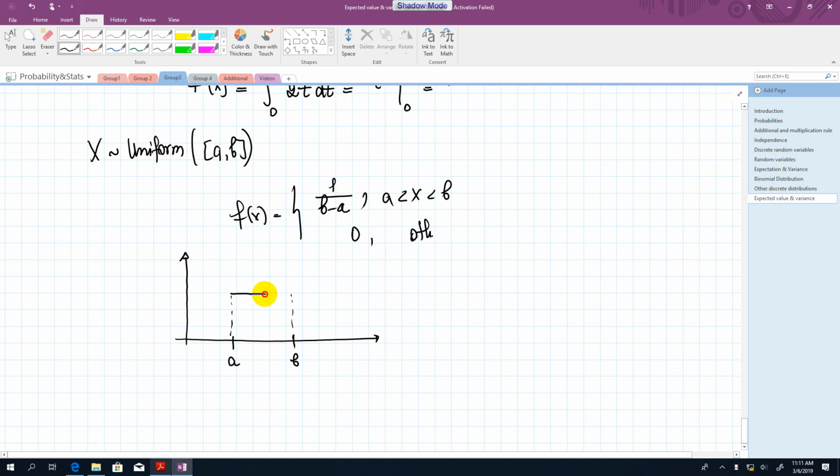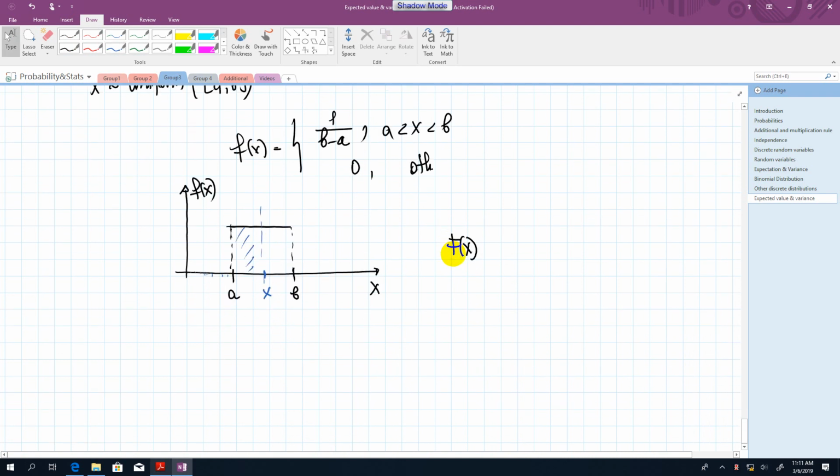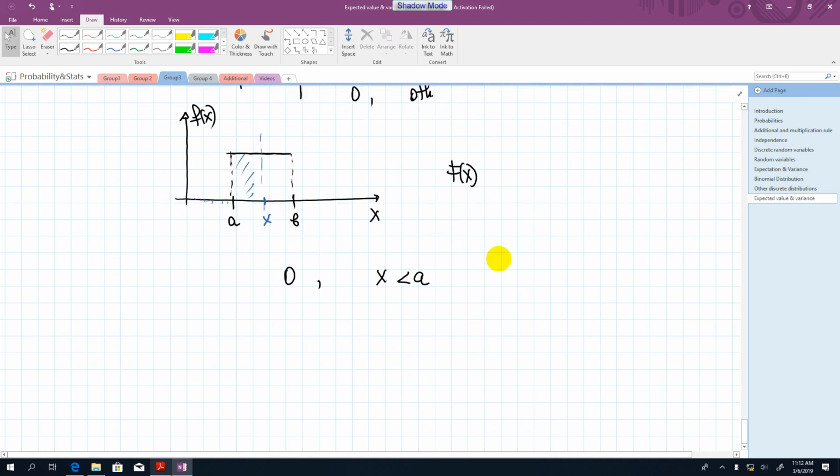This should be the line, right? So the cumulative distribution means that I need to choose one point X on the X line, and it should tell me the area until this point, all the area from here to this one. So what is the area if I choose the X before the A? 0, right? The area will be 0 if X is less than A. What is the area if I choose the point X between A and B?